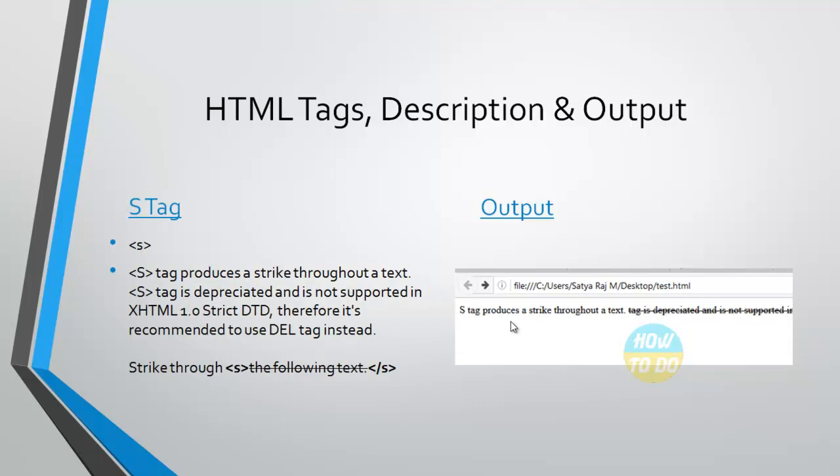Next comes the HTML tag, which is S tag. S tag produces a strike through a text. So if you want to strike a text in a sentence or in a paragraph, you will be able to use this S tag. By using this, you will be able to get the strike on the selected text, and this is the output for the same, where you can see that the text which is mentioned is highlighted with a strike line.